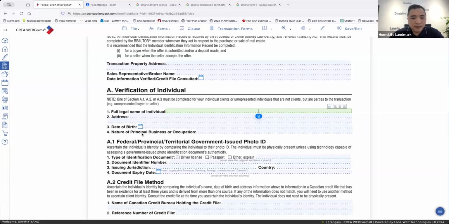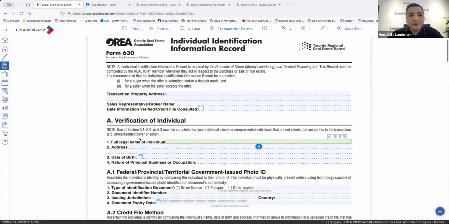And the number 4 is a very common mistake people always make. It's the nature of the principal business occupation. So we need to ask the buyer, what are you doing for living? Some people, they never ask, they're scared to ask. They even don't know they need to ask. So this is very important. You need to ask a buyer.